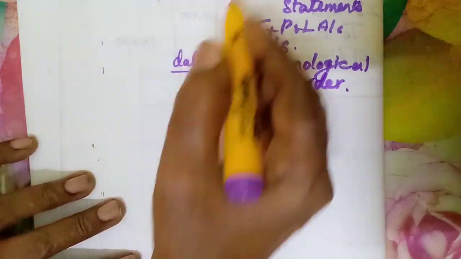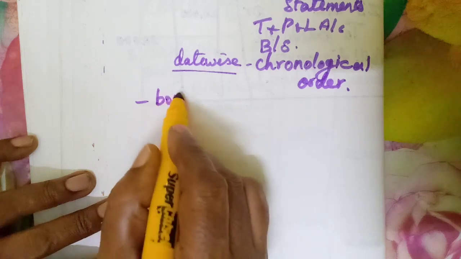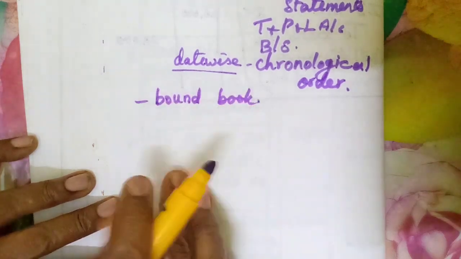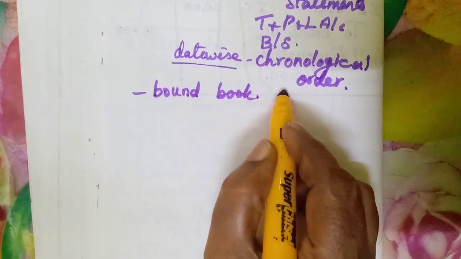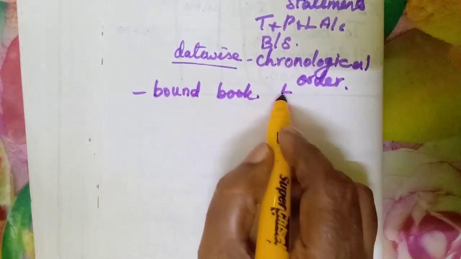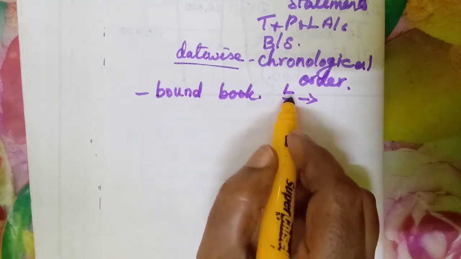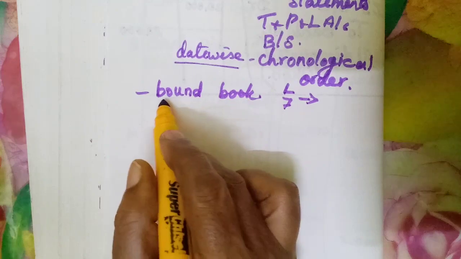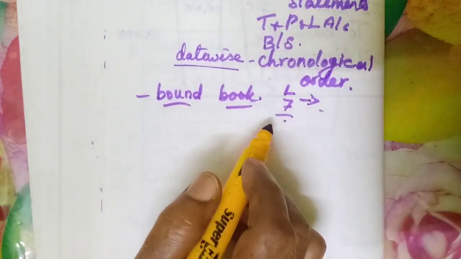As we have learned, it is a book. A bound book is used, like a big ledger, maybe having thousands of pages. That page number will be written in the journal entry's LF column. When we post that account in the ledger, the page number of the ledger book, the bound book, will be entered in the journal entry.